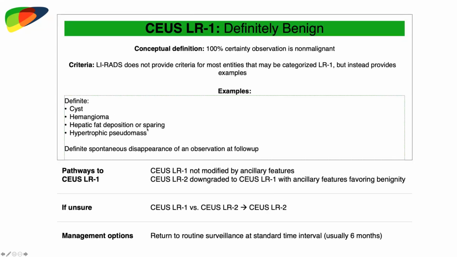LR1 observations, we have some examples, not an exhaustive list, but things that we commonly encounter are simple cysts, hemangiomas, focal fat deposition or sparing, or hypertrophic pseudomass. These are considered LR1 observations, and of course we have management guidelines for what to do if you're unsure between LR1 or LR2, and so forth.